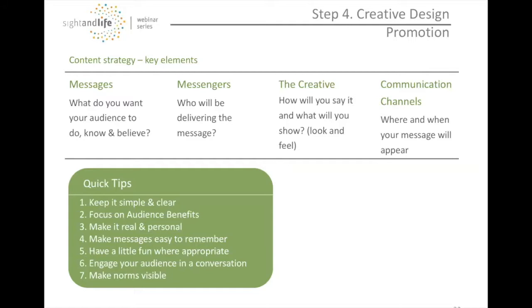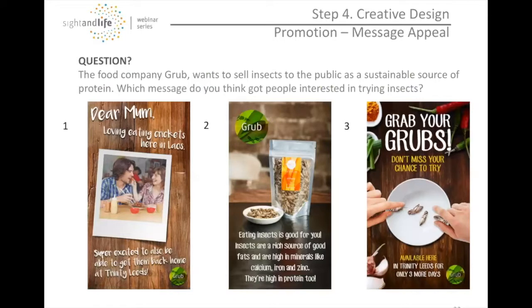And now let's look at an example of different message appeals. A company called Grub wanted to get customers interested in eating insects as a source of protein. They tested 3 messages with different appeals at supermarkets where the insects were sold. And you see these 3 message appeals on the screen. The first message, "Dear Mom, loving eating crickets here in Laos, super excited to also be able to get them back home at Trinity Leeds." This message uses a normative appeal in that it tries to normalize the idea of eating crickets at home.